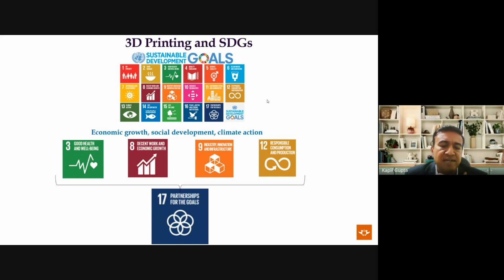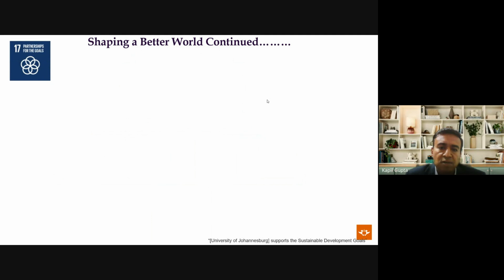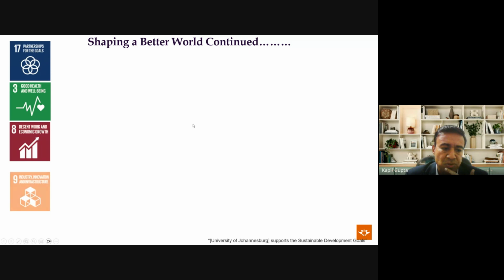And it's not only 3, 8, 9, and 12. For 3D printing of functional materials, whatever direction you are working in, you can relate even to goal number 6 and goal number 7. I have some examples ready, and then we'll try to understand that. So, shaping a better world, or shaping a sustainable world, or sustainable interventions in 3D printing. How are these goals written there? Just a quick view of those goals.